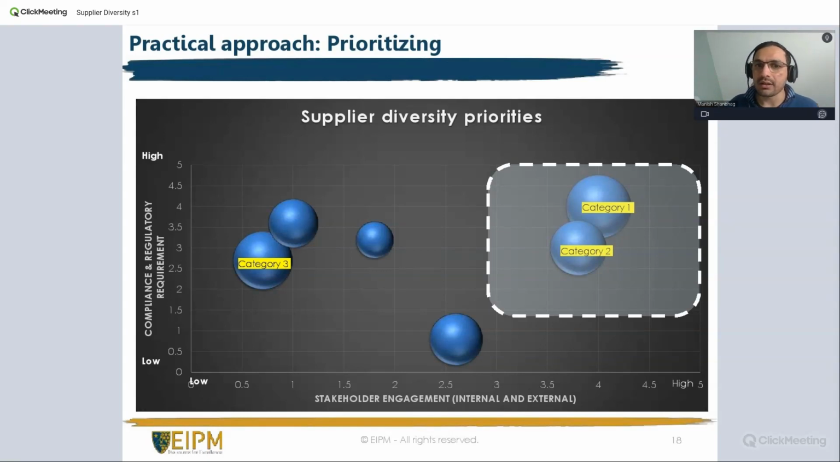So let's say I'm managing category one. Is there a compliance and regulatory requirement to manage this category? And is there a requirement to include supplier diversity? At the same time, for this category, what about the stakeholder engagement? Is there potential?